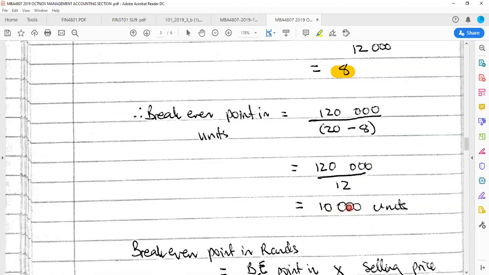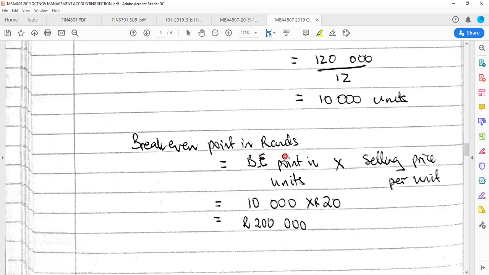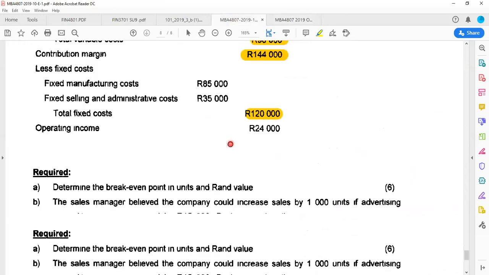So it means the company will be making zero profit at that point. They start making profit as soon as they go above 10,000 units. At 10,000 units, they're not making any profit. Above 10,000 units, they are making a profit. Below 10,000 units, they are making a loss. And then the break-even point in rands is simply the break-even point in units times the selling price per unit, giving us 200,000 Rand.